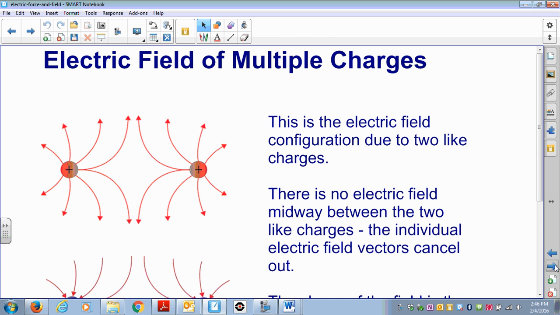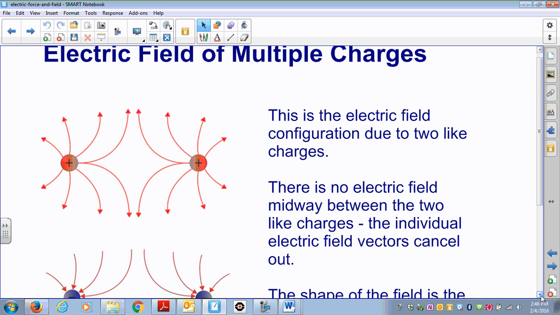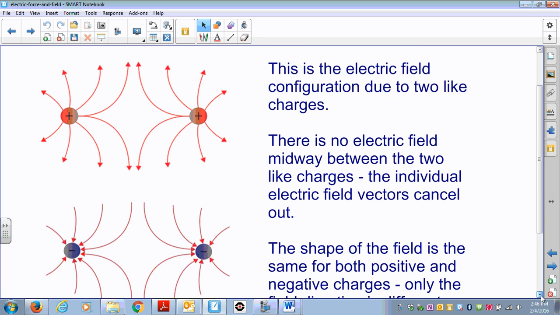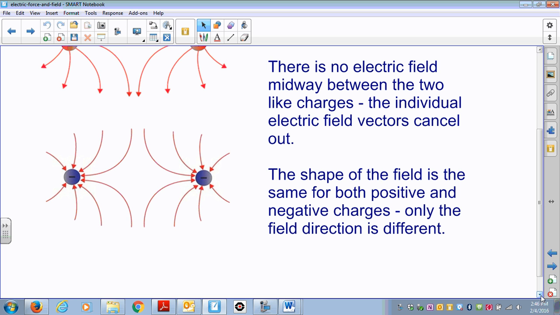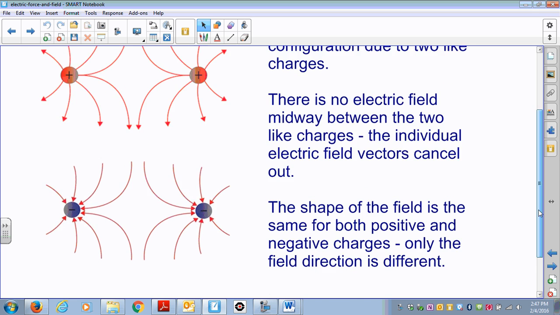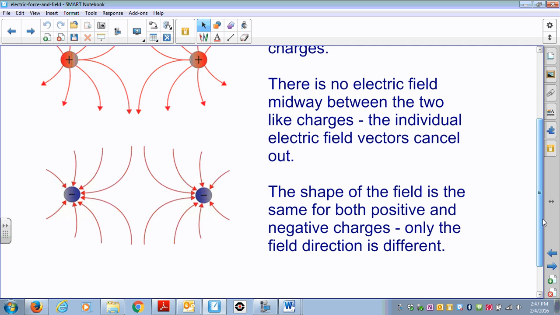This is the electric field configuration due to two like charges. There is no electric field midway between the two like charges. The individual electric field vectors cancel out. The shape of the field is the same for both positive and negative charges. Only the field direction is different. Notice it exits the positive charges. Notice it enters the negative charges.